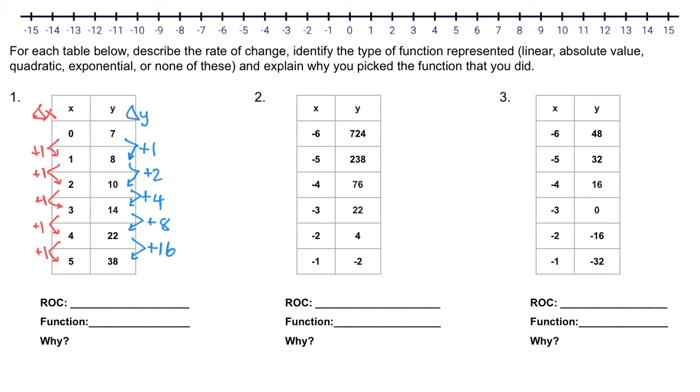On every table, you're going to see your change in x and your change in y. Hopefully right away, you can see your rate of change, which is the change in y over the change in x. This is going to be 1 over 1, 2 over 1, 4 over 1, 8 over 1, and 16 over 1. Those are not constant. Those are not the same. So I know right away that this is not linear.